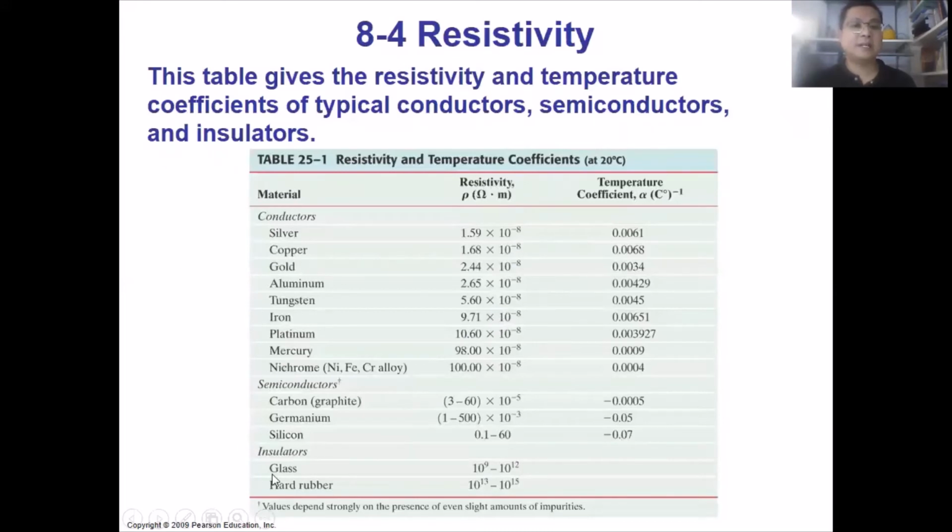Okay, Table 25.1 will give examples of the resistivity of every material. For silver, the resistivity is 1.59 times 10 to the power negative 8. This is at the temperature of operation.